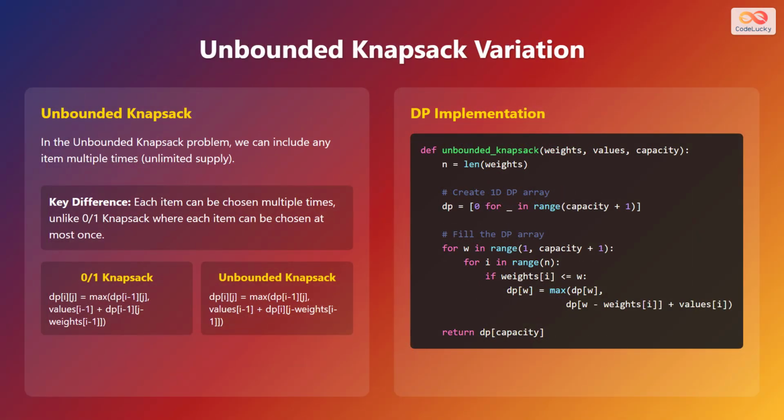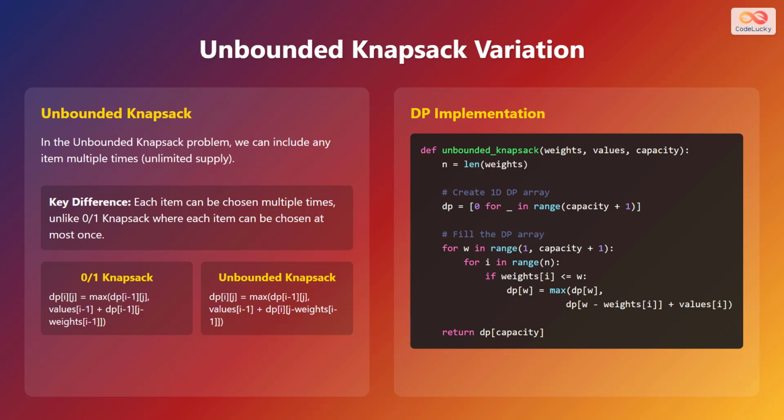In the unbounded knapsack problem, we can include any item multiple times, meaning we have an unlimited supply of each item. The key difference between the unbounded and the 0/1 knapsack problem is that in the 0/1 knapsack problem, each item can be chosen at most once, while in the unbounded knapsack problem, each item can be chosen multiple times. This difference is reflected in the dynamic programming formula.